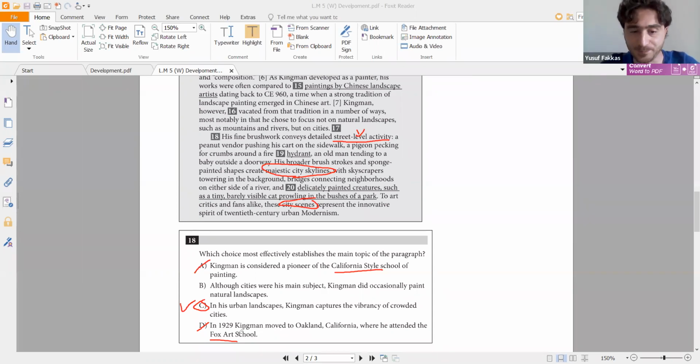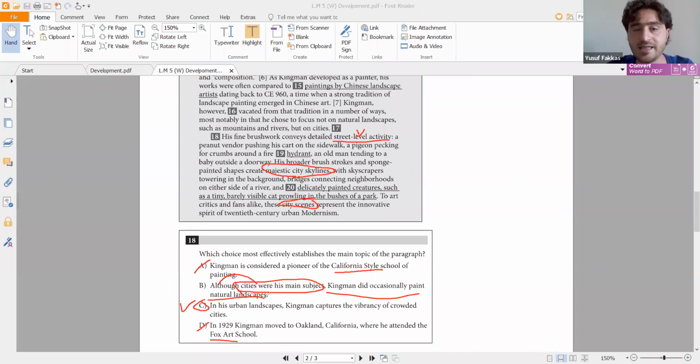Now, B and C are in one way or another similar to each other, because B says, although cities were his main subject. So they do mention that cities were his main subject. But remember, they started the sentence with although, so there will be contrast. They said that he occasionally painted natural landscapes. If you go to the paragraph, did they mention any natural landscapes?